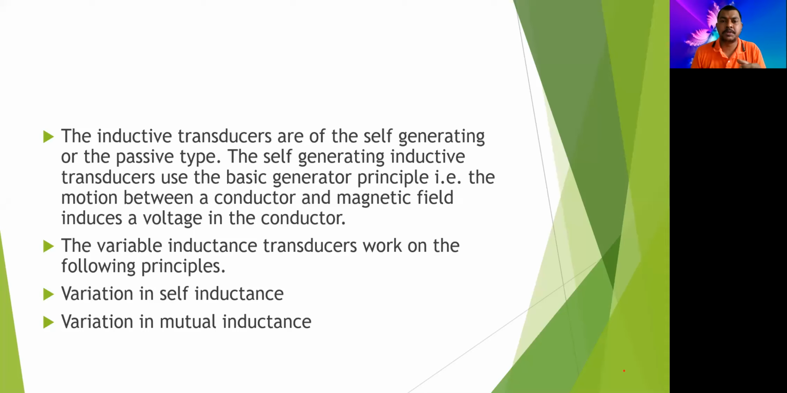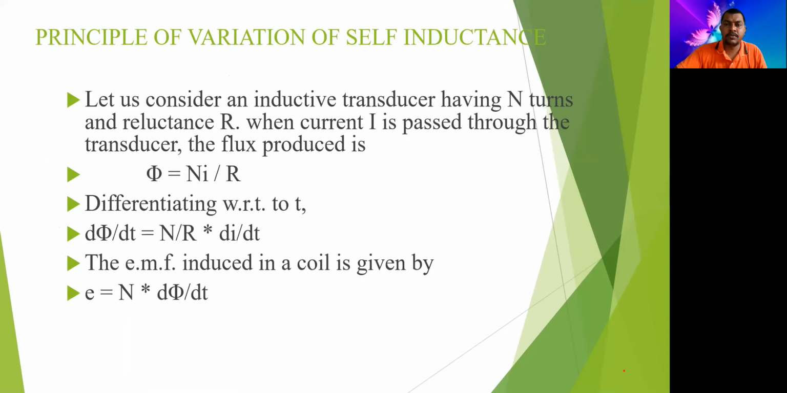Because of someone, inspiration comes into us, or because of another coil, current or EMF is induced in our first coil or the secondary coil. That particular phenomenon is called mutual induction. So variation in self inductance and variation in mutual inductance are the two basic principles on which variable inductance transducers work, right? So let us see. This is the principle of variation of self-inductance as far as Faraday's laws are concerned.